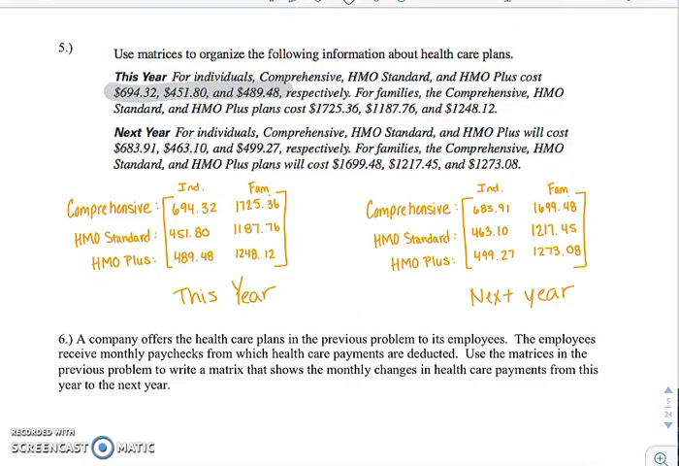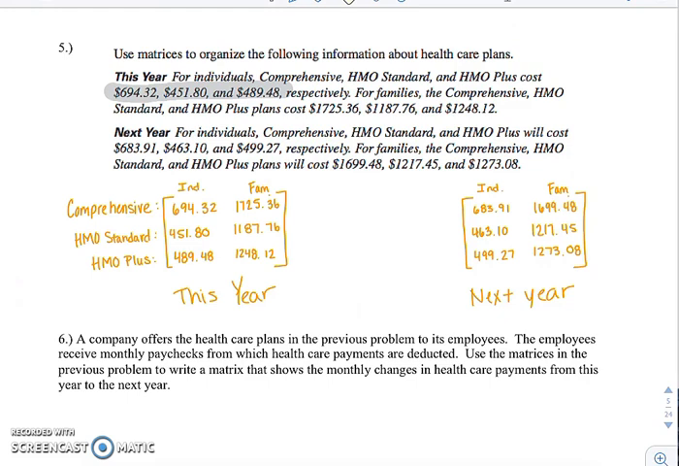Okay, so I've got both my matrices set up, and I literally just filled in the information for the individuals and the families for each specific plan. So now, continuing off of that, for number 6, we're using the information from number 5, off those matrices we've already created.